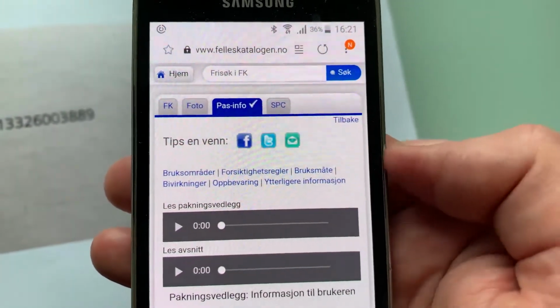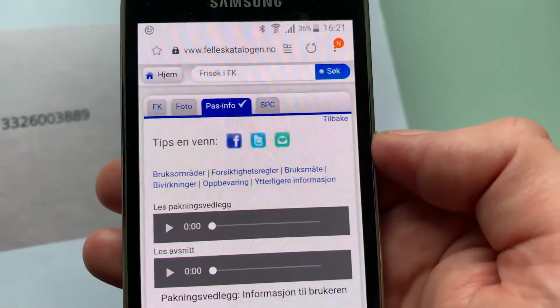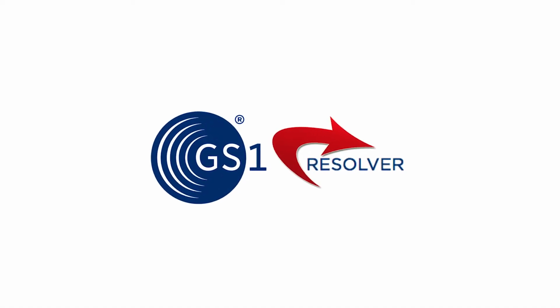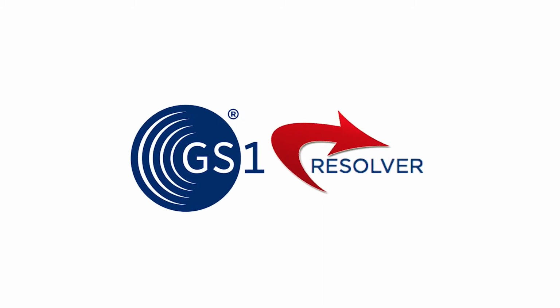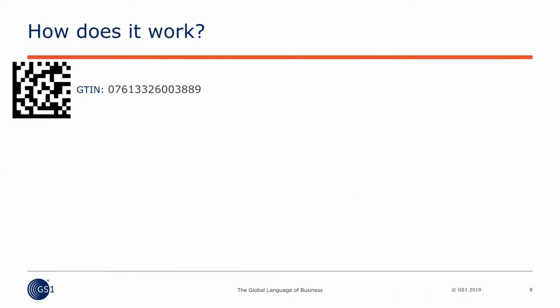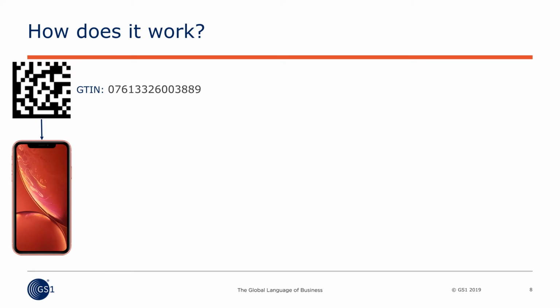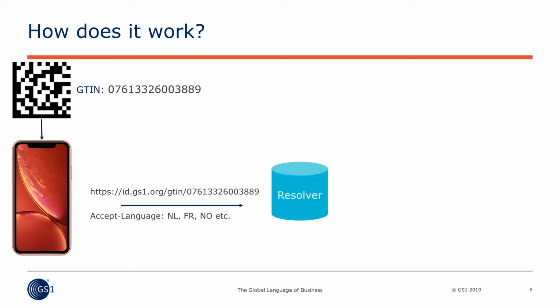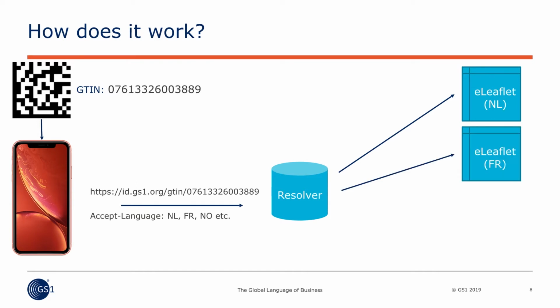So what just happened? Well, the app doesn't contact the leaflet repositories directly. It goes through an intermediate service known as a resolver, that is, a service that resolves the GS1 identifiers. The mobile app reads the GS1 data matrix, extracts the GTIN, and constructs the GS1 digital link. It sends the request off to the web along with the user's language, and the resolver redirects the request to the correct leaflet. Of course, this isn't magic.